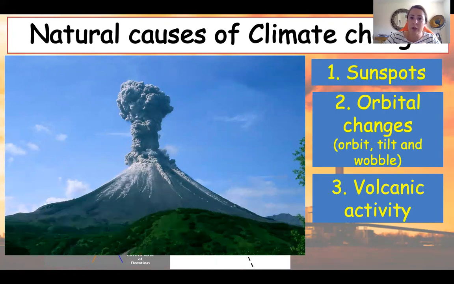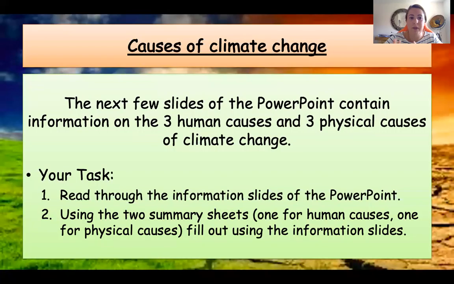So on to your task then that you've got to do. So you should have all those notes within your geography work all done. So next we're going to look at these causes in a bit more detail. The next few slides of this PowerPoint will contain information on the 3 human causes and the 3 physical causes of climate change. Your job is to read through that information, whether it be on the PowerPoint from Show My Homework or just by pausing this video, and you're then going to fill out a worksheet, one for human causes and one for physical causes.